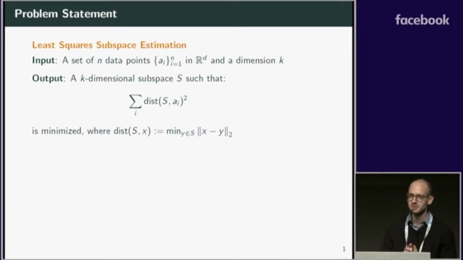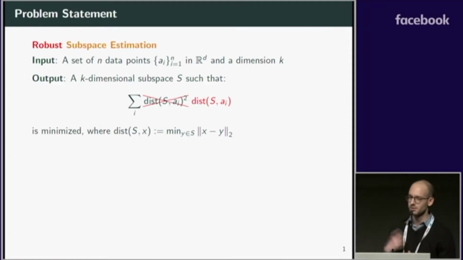So what's the problem we're solving? This is the problem we're not solving. We're given a set of n data points that live in R^d and a target dimension k. The goal is to output a k-dimensional subspace of R^d such that we minimize the sum of squared distances of each point to the subspace. The notion of distance we're using is the standard Euclidean distance. This is a classic problem, and we're going to study one robust version of it. We're going to replace the square term with just the distance, so we're minimizing the sum of distances to our subspace.